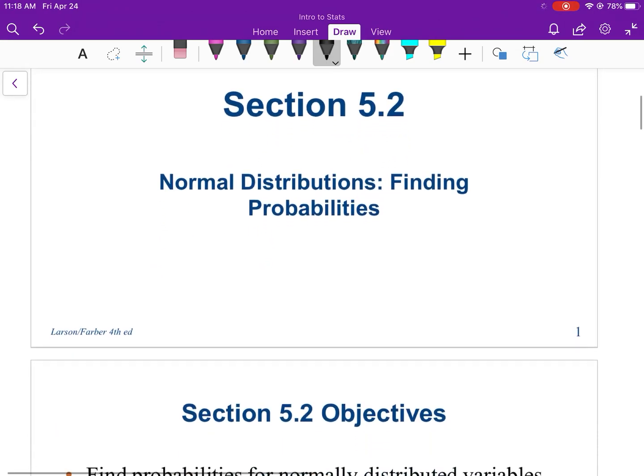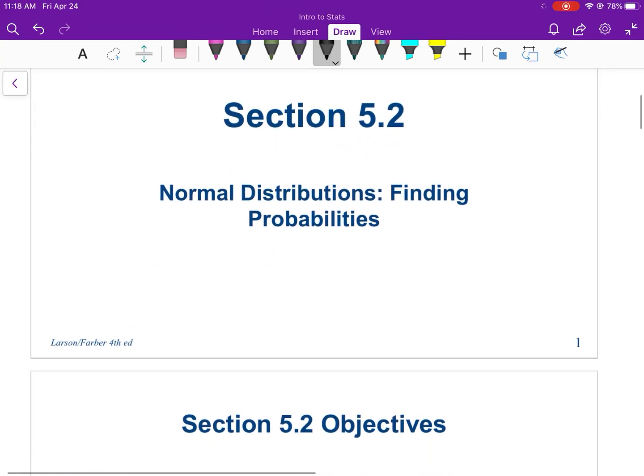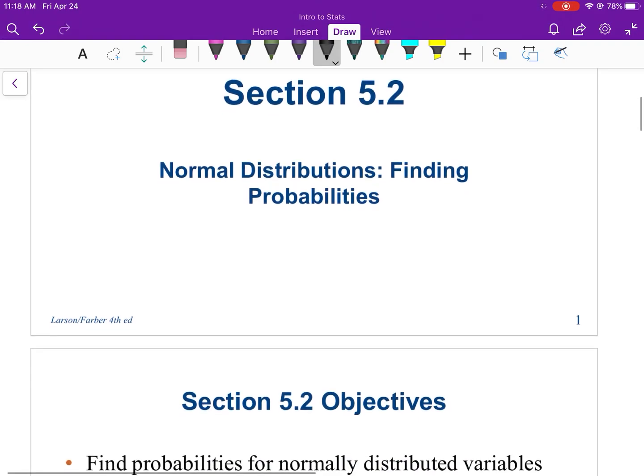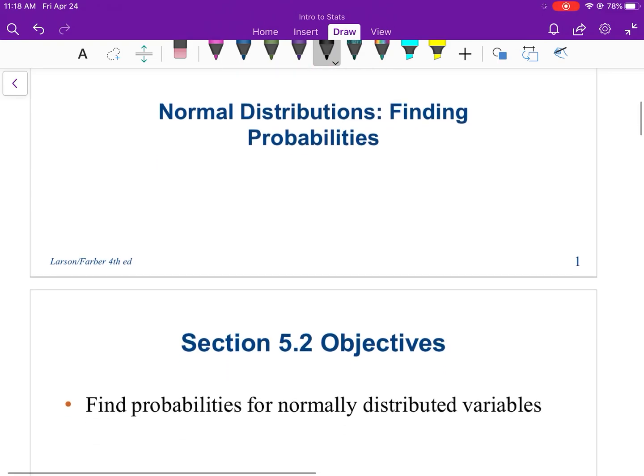Now, the only difference between lesson 5.1 and lesson 5.2 is that what you're going to be given to start with hasn't been normalized. In other words, the mean is not 0 and the standard deviation is not 1 for the data that you're going to be given. We're going to have to use those z-scores to help us get there.